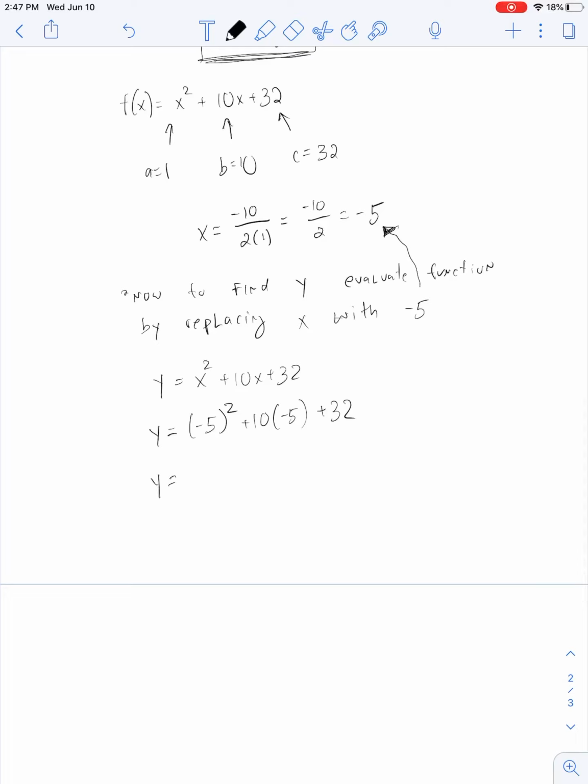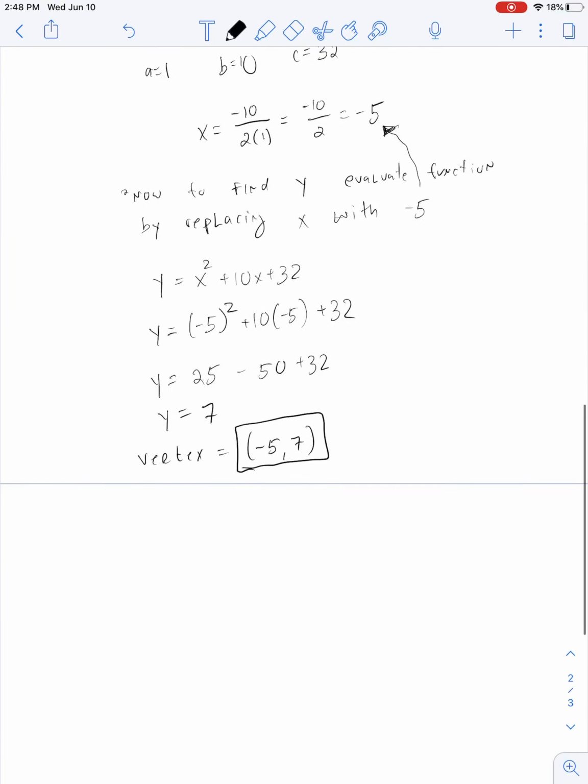So we get y to equal, this is a 25, this is a -50, plus a 32. We get our y value to equal, what do we get? 25 minus our 50 plus our 32. We get our y to be 7. So our vertex here is -5 and 7. Okay. So that was part A.